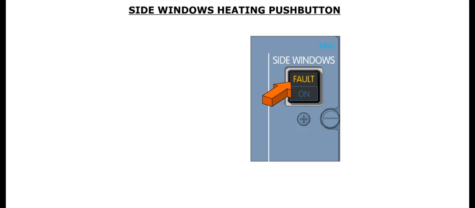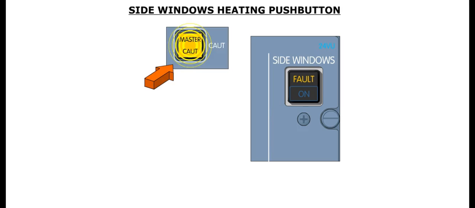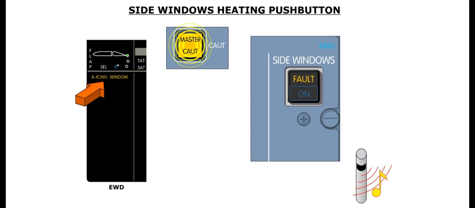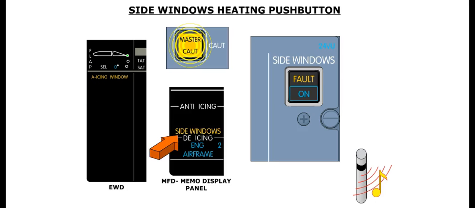The fault light illuminates in the event of a loss of power to the side window heating system. In this situation, both master caution lights flash. A single chime sounds. An amber anti-icing window message is displayed on the EWD, and an amber side windows message is displayed in the memo section of the MFD.